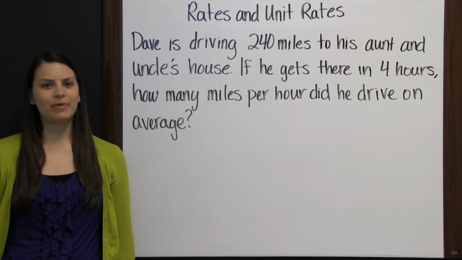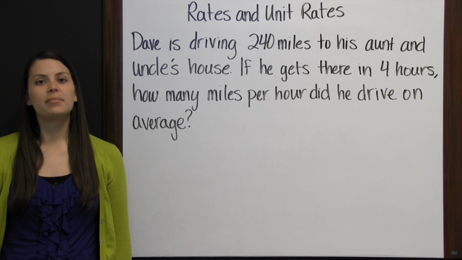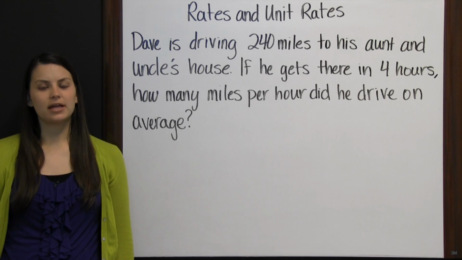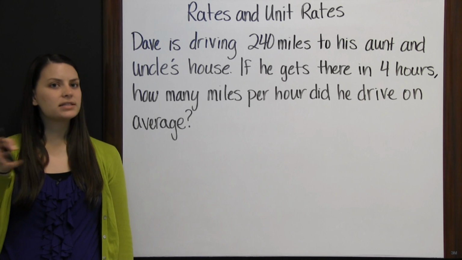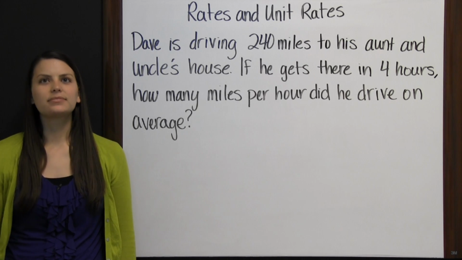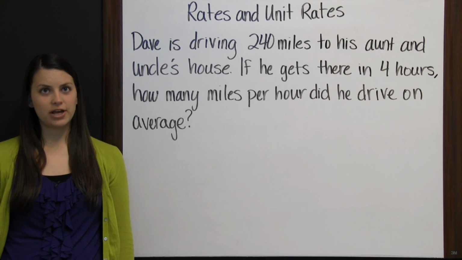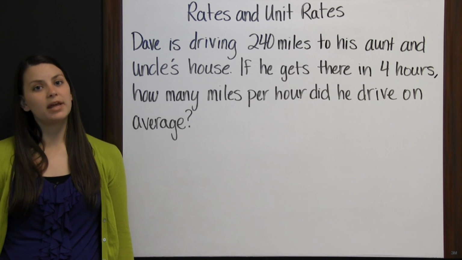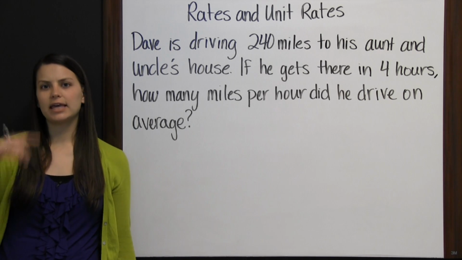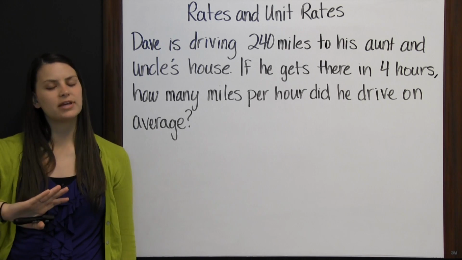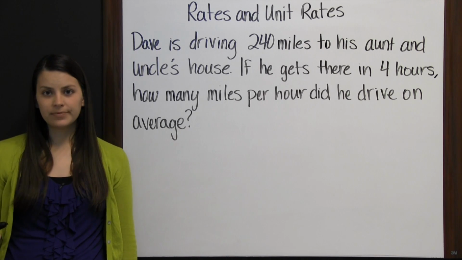Rates and unit rates. Ratios are considered rates when they compare two different units, like miles per hour or cost per ounce. A unit rate is one in which the numerator of the fraction is compared to a denominator of 1 unit. That way you can tell, for instance, how much just 1 ounce of something costs. And you'll see unit rates a lot at the grocery store.